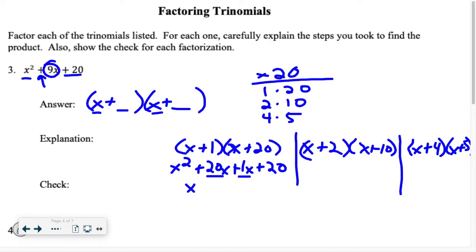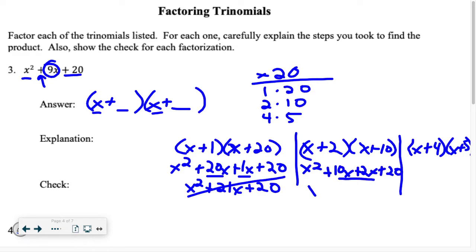Combine these two together, I get x squared plus 21x plus 20. So that one's no good. That one does not actually work, does not get me back to the original. Here I've got x squared plus 10x plus 2x plus 20. Put these two terms in the middle together, we get x squared plus 12x plus 20. Again, 12x does not match up to 9x, so get rid of that.